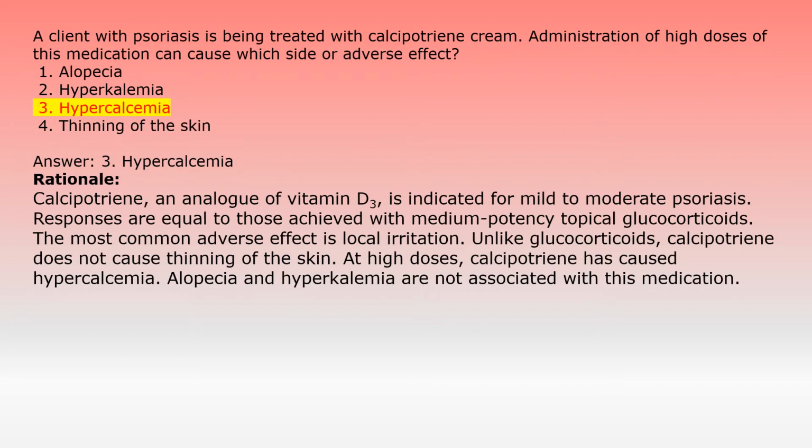Answer. 3. Hypercalcemia. Rationale. Calcipotriene, an analog of vitamin D3, is indicated for mild to moderate psoriasis. Responses are equal to those achieved with medium-potency topical glucocorticoids. The most common adverse effect is local irritation. Unlike glucocorticoids, calcipotriene does not cause thinning of the skin. At high doses, calcipotriene has caused hypercalcemia. Alopecia and hyperkalemia are not associated with this medication.